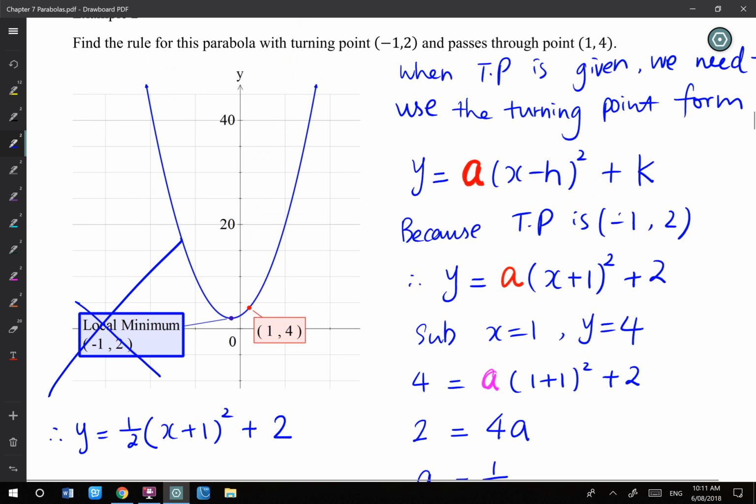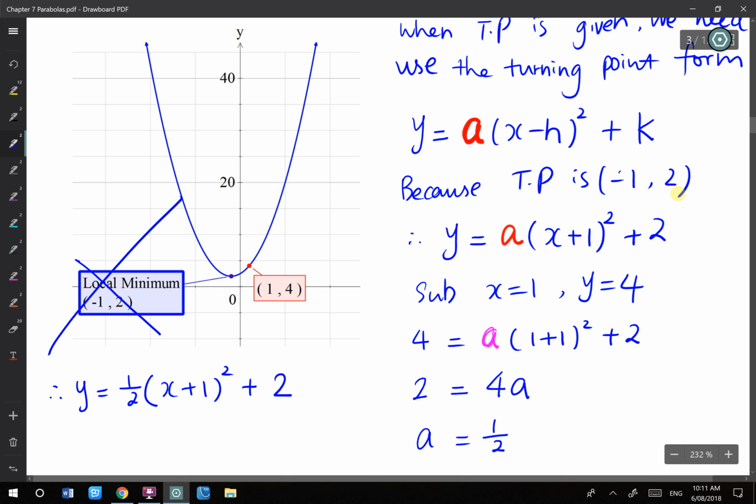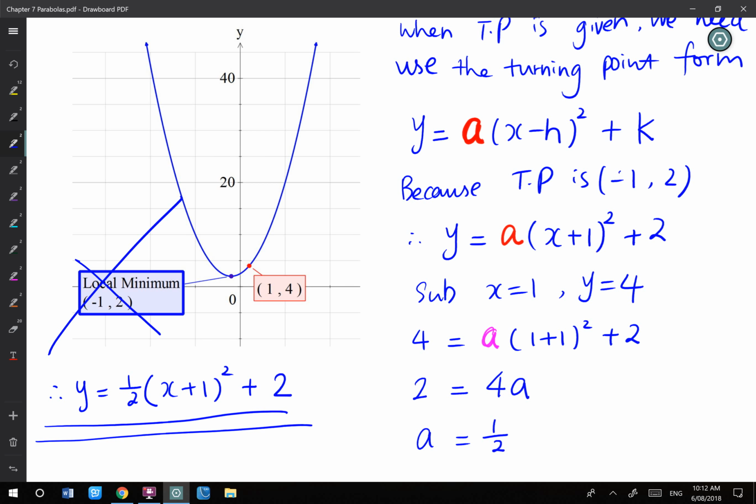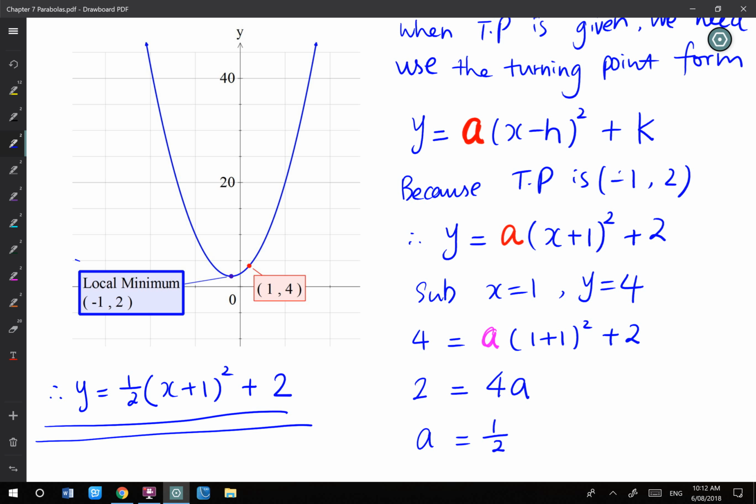Yes? And then we need to write our final statement, which is y equals a half (x plus 1) squared plus 2 is the equation for this one. So I need to remember, for a finding equation question, I always need a. You can't assume a is 1. There might be dilations, it might be wider or thinner compared to x squared. So you must work out the a value by yourself.